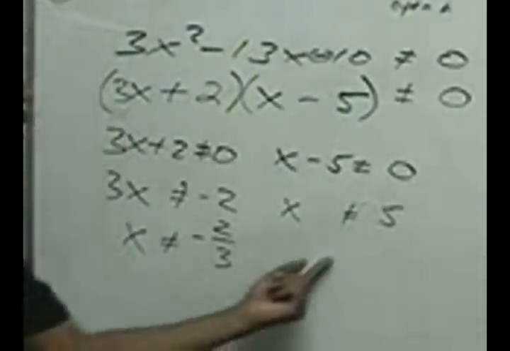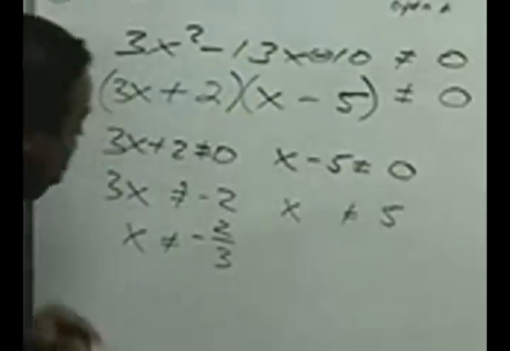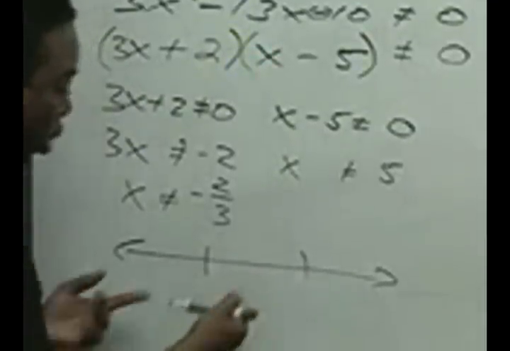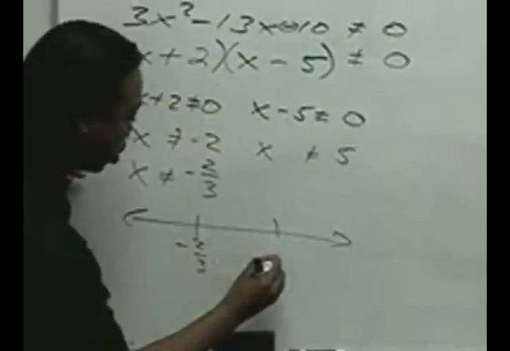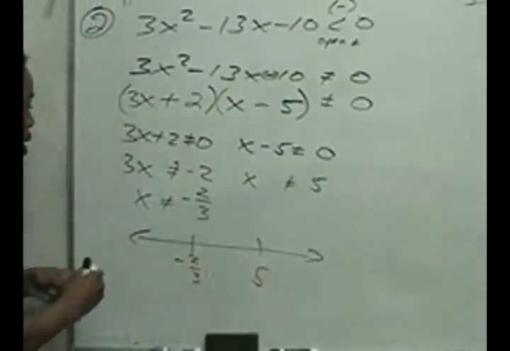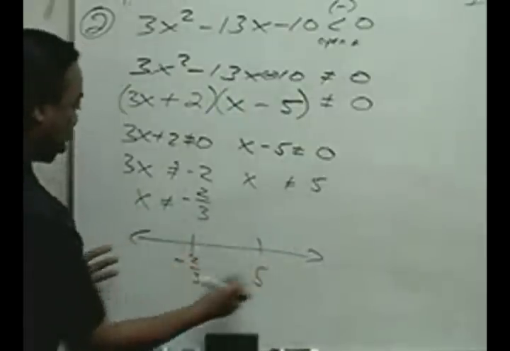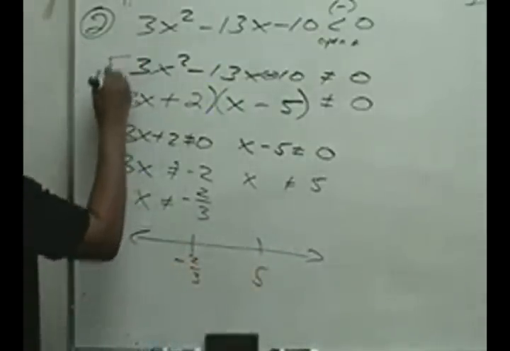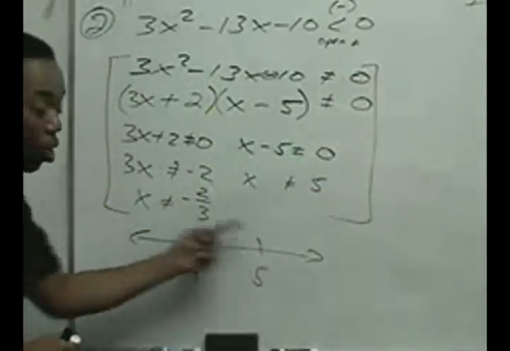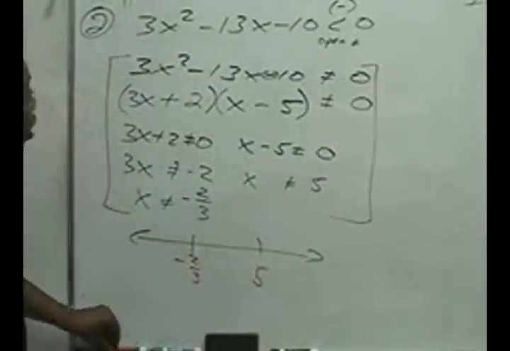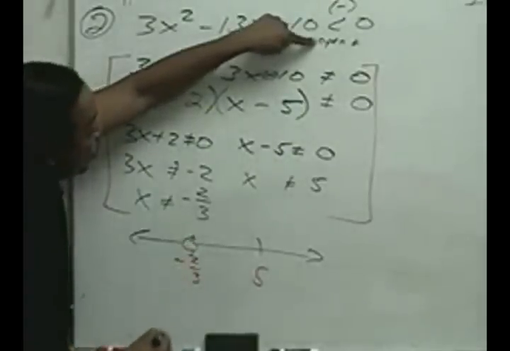All right, now that we have our two answers, we're going to put those answers on a number line. Okay, here's the number line, and here's where our answers will go: negative 2/3 and 5. Now that we put our numbers on a number line, this is all the old stuff that we did before. And now, starting here, comes our new stuff. First, the points will be open. So open that, and that's open.